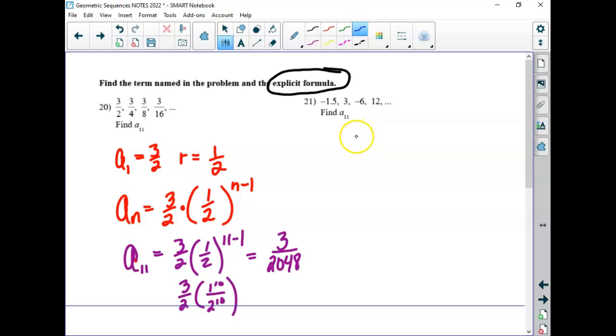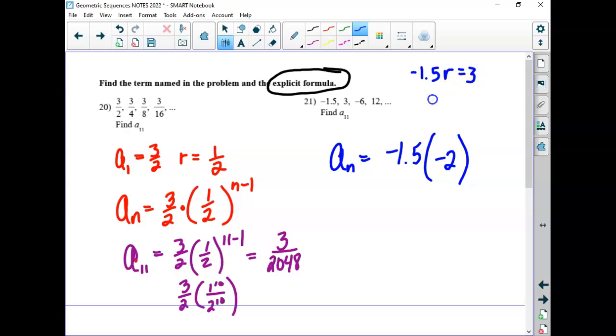All right, what about this one? First term, negative 1.5, and then they're multiplying by, be careful, negative 2, and again, you could have said negative 1.5 times something became 3. If I divide that, I get negative 2. So that's my r to the n minus 1. And if I'm supposed to find the 11th term, I just type negative 1.5 times negative 2 to the 11 minus 1, or 10th.